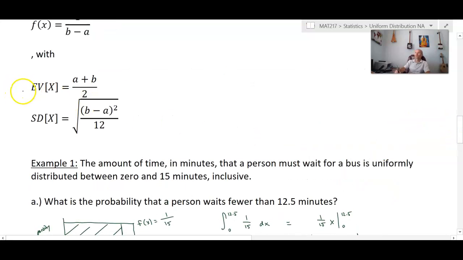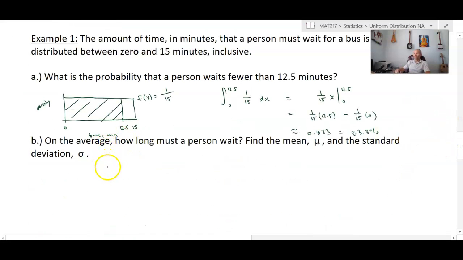So mu is the expected value of x, sigma is the standard deviation of x, and so to find the mean, mu is going to equal a plus b over 2, which is 0 plus 15 over 2, which not surprisingly is going to be a 7.5 minute wait time on average. And that should make sense because it's equally likely that you wait any time between 0 and 15 minutes.